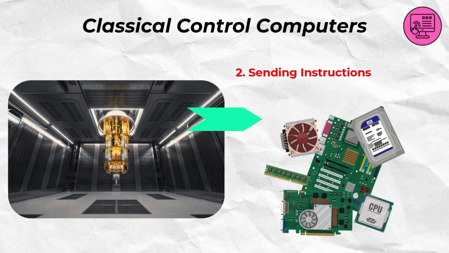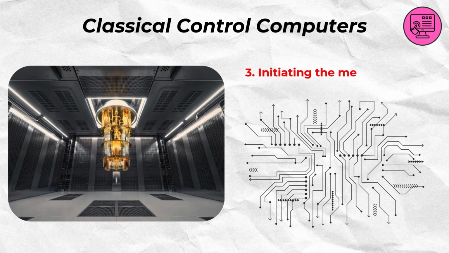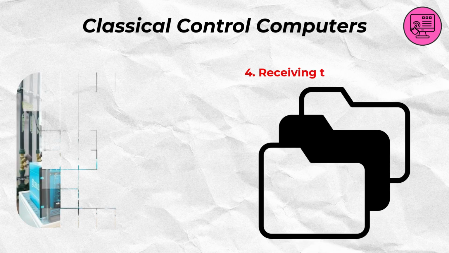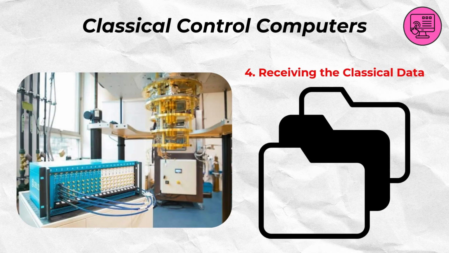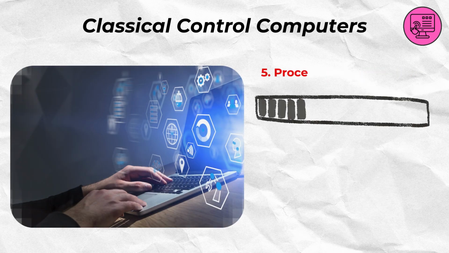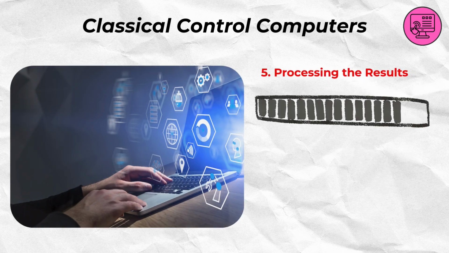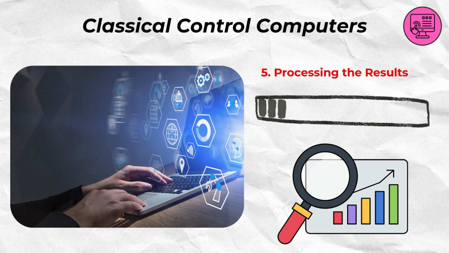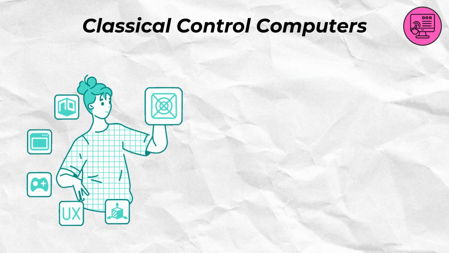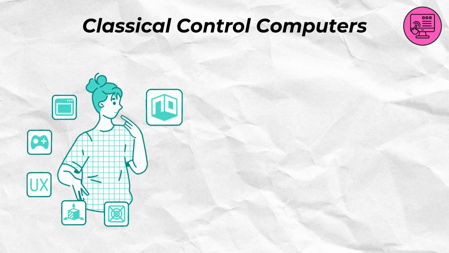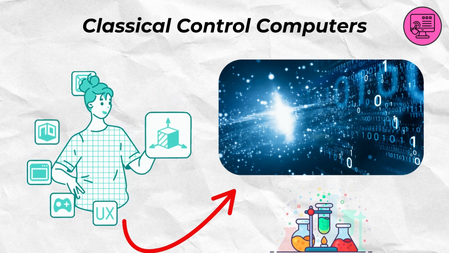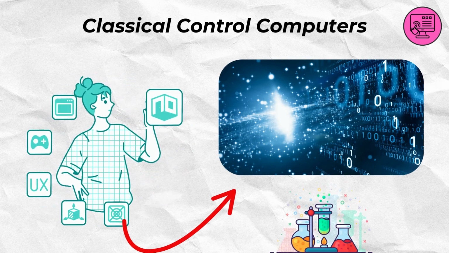2. Sending these instructions to the control hardware. 3. Initiating the measurement process. 4. Receiving the classical data, 0s and 1s, from the measurement system. 5. Processing these results, which might involve statistical analysis if the quantum algorithm was run multiple times. The software interface allows users to program the quantum computer, set up experiments, and retrieve and analyze the output.